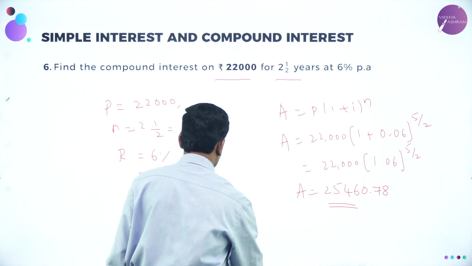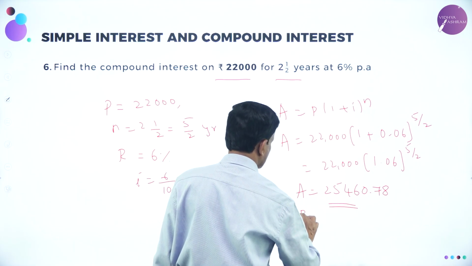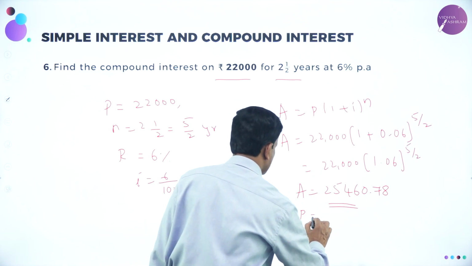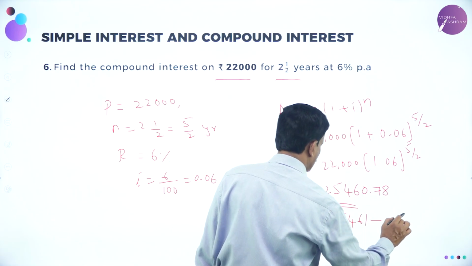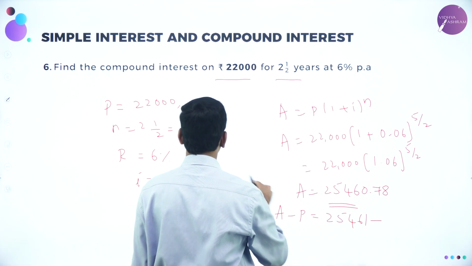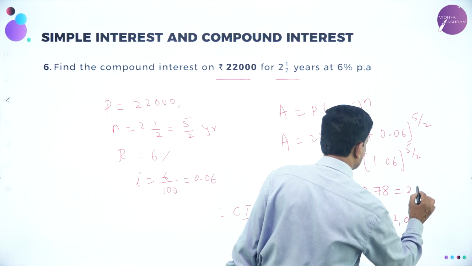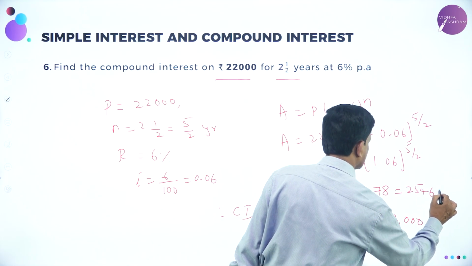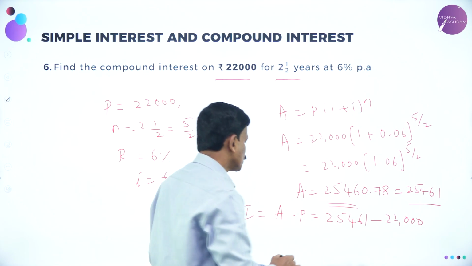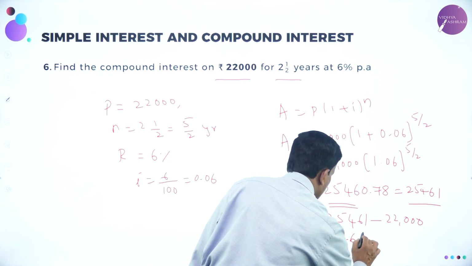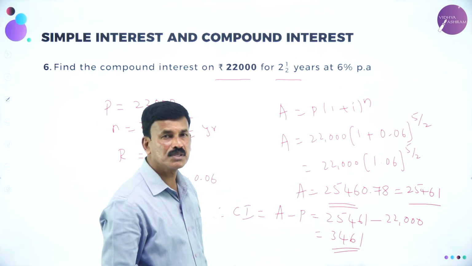This is the amount. So therefore, the compound interest is equal to, what is the formula for compound interest? Amount minus principal. What is the amount? Amount is 25,460.1 minus what is the principal? Principal is 22,000. So approximately this is nearly equal to 25,461. So 25,461 minus 22,000 is equal to 3,461 rupees. That's it. This is the compound interest. 3,461 rupees is the compound interest.